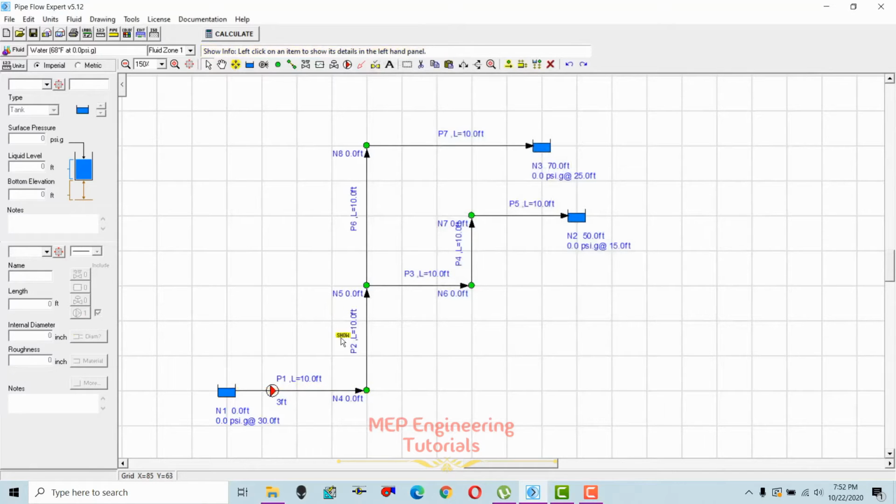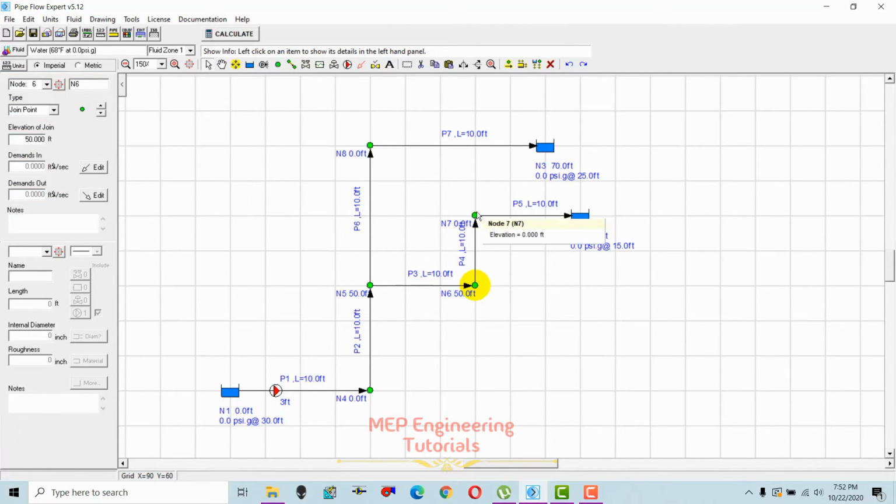Then let's change the elevation also at these nodes. We know that this elevation is 0, same as this one. For this one, let's change the elevation: just select the node and change the elevation of the joint from here. Let's say this one is 50 feet. This tank elevation, I will keep the same 50, and this one also 50. Also this tank is placed at 70 feet elevation, so I will keep this joint at 70 feet.